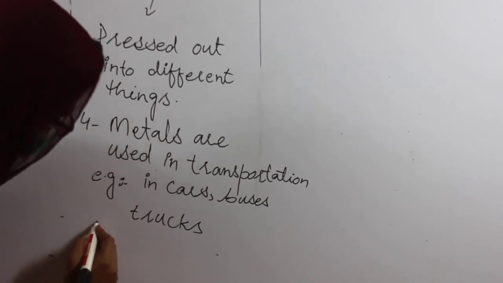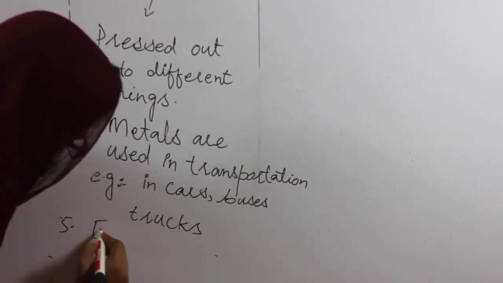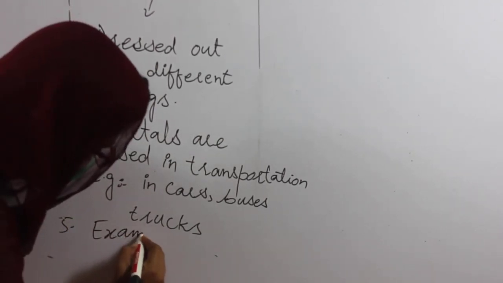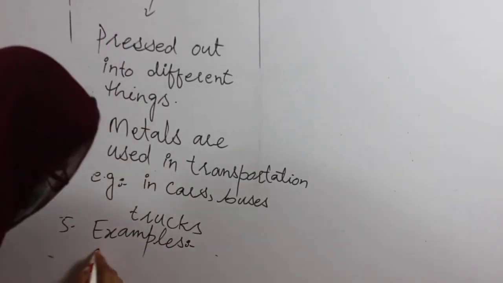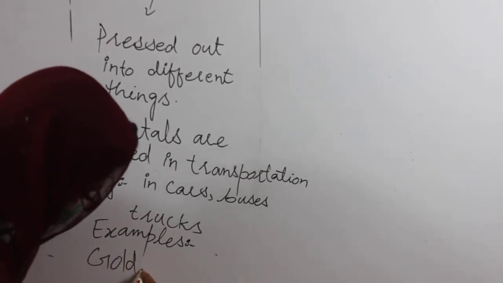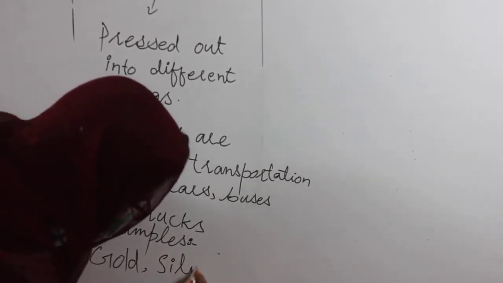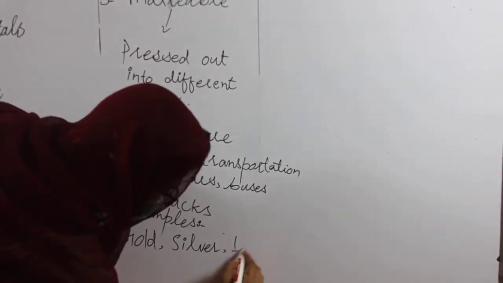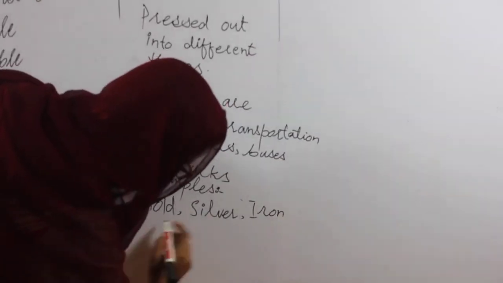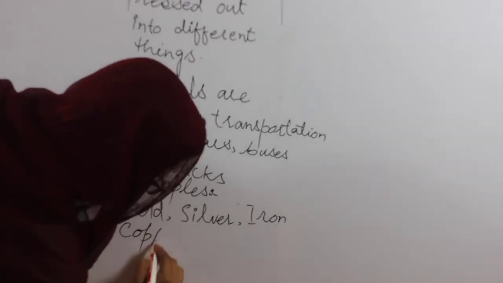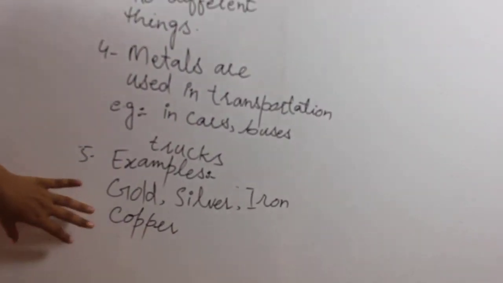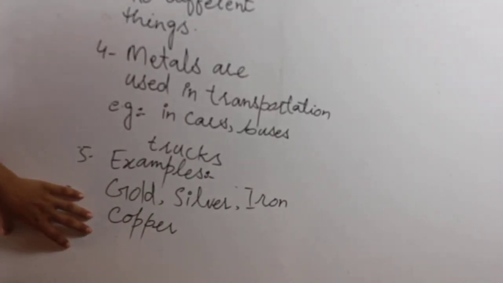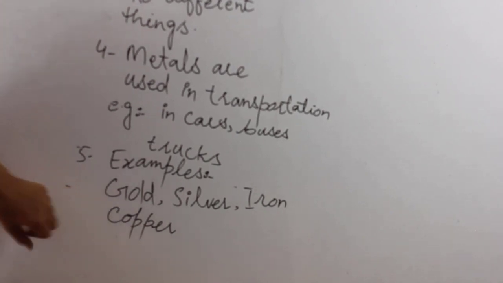And examples of metal: gold, silver, iron, copper. These are the common examples of metals, and these materials allow electricity to pass through them. They are pressed out, they are drawn into different things.